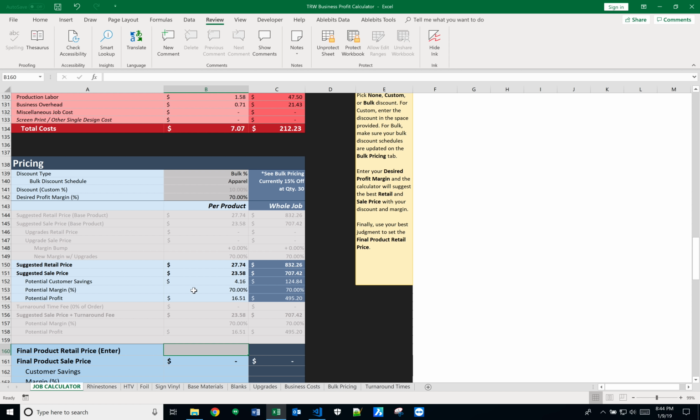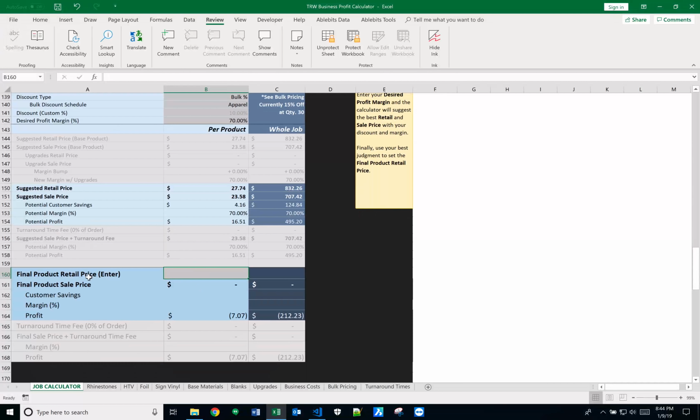Now, this is your potential profit because you need to make a decision, and that's what this section down here is for. You need to decide what you want to actually price it at. So let's say you look at this and you're like, okay, it's telling me I should retail it at $27.74, but I think I can retail it a little bit higher. I could probably sell this for $29.99, okay? So this part where it says final product retail price, you're entering in what is actually the final price. This is telling you a suggestion. You're entering in the real price here.